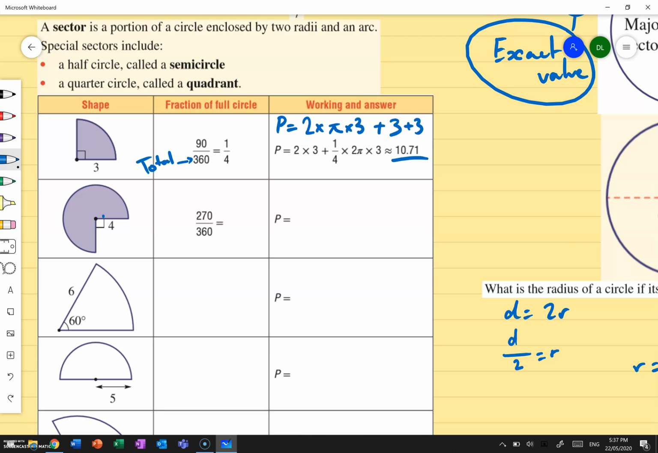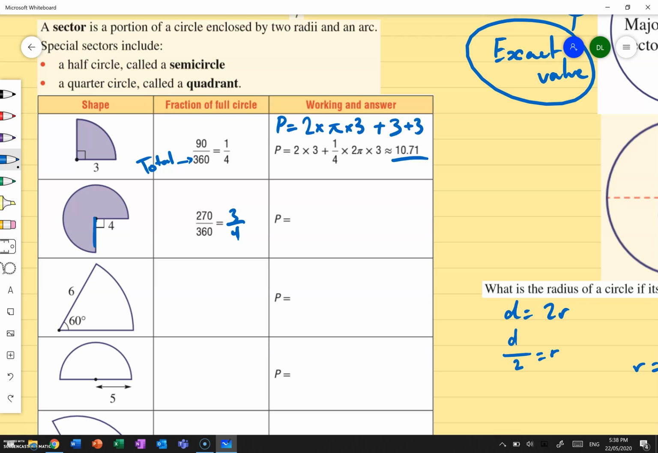So for this one over here, we're trying to find the angle over there. So I know that there's a total of 360. I know that if I take away 90 degrees from that, I end up with 270 degrees. And if I simplify that fraction, I know that gives me 3 over 4. So the fraction of the full circle is 3 over 4. I can find the perimeter. Let's go ahead and do that.